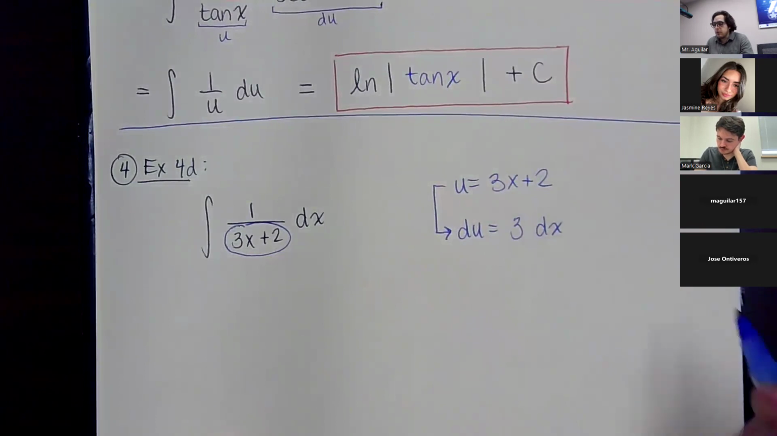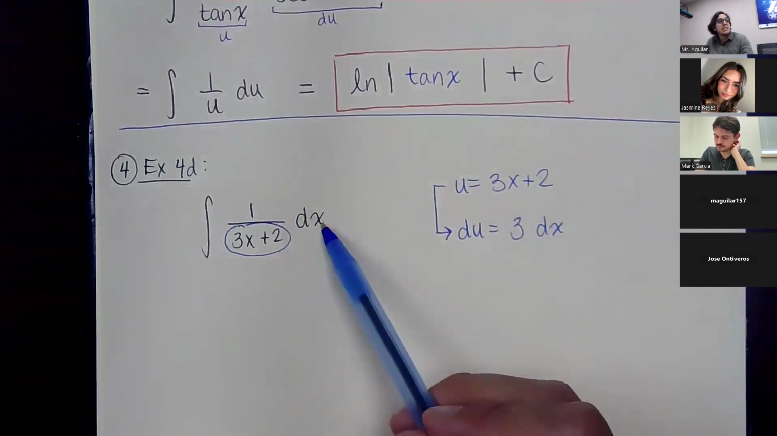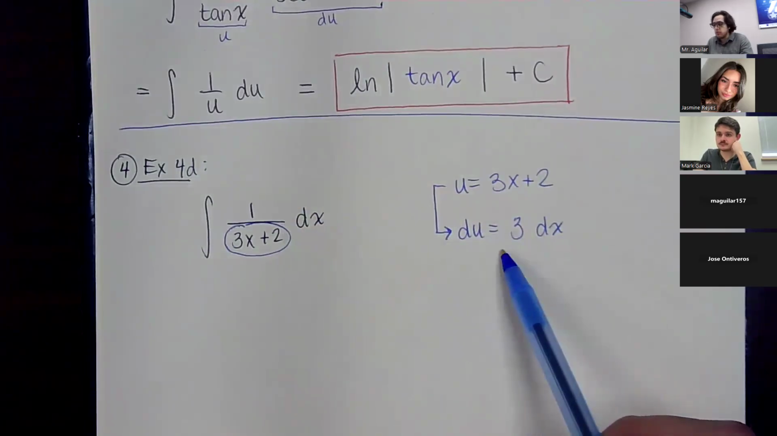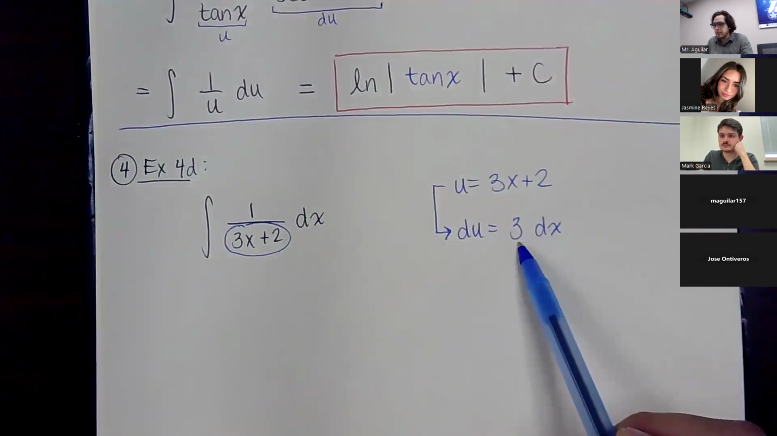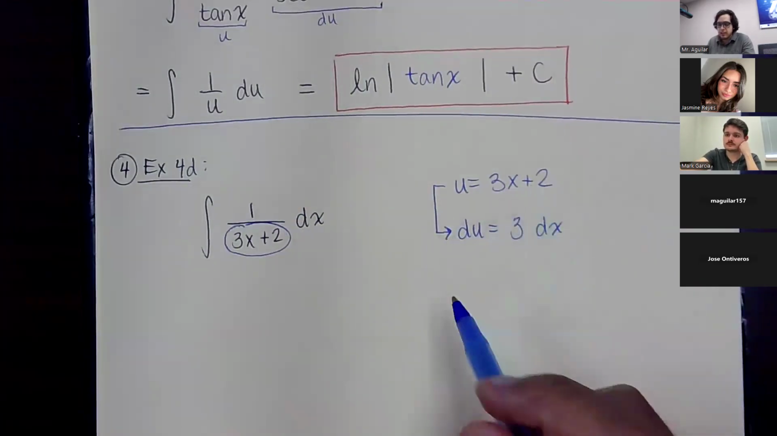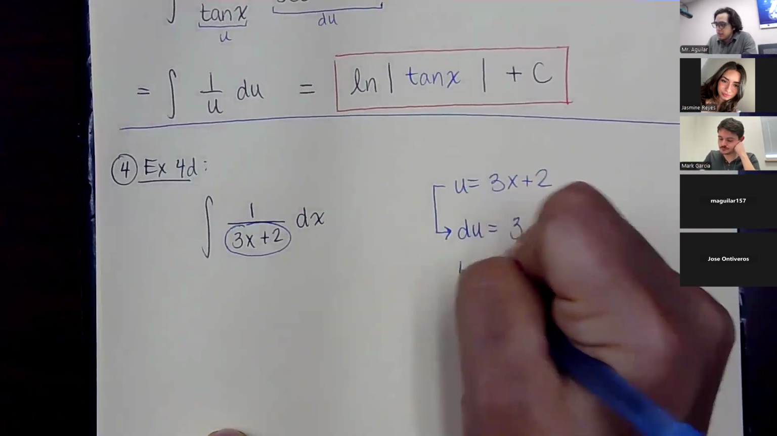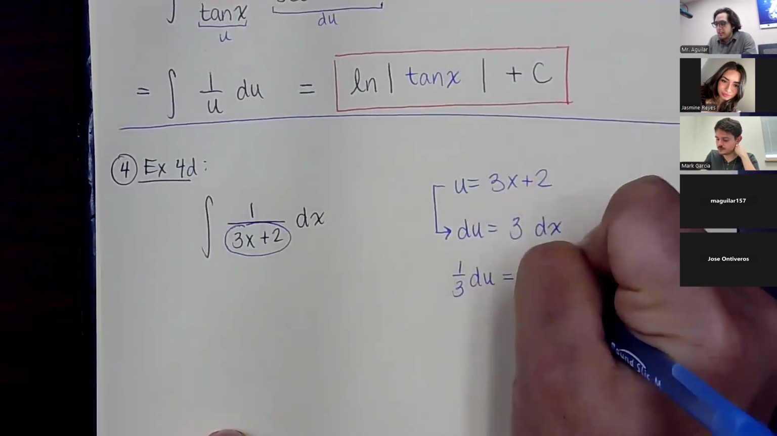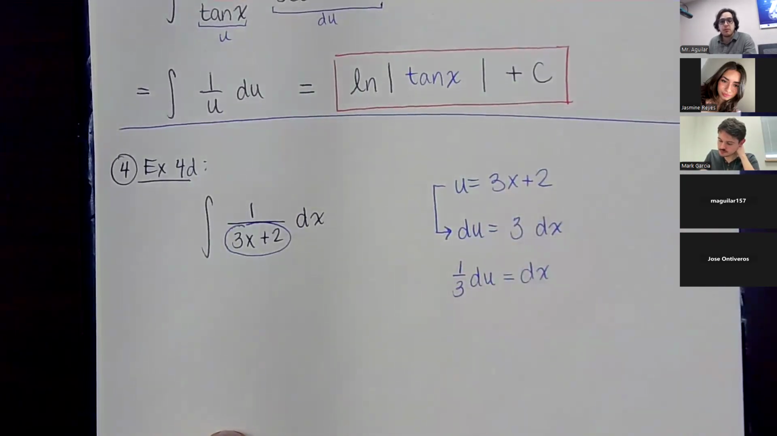Okay. Now, we don't have a 3 dx in this problem, right? We just have a dx. So what do I need to do with this 3? Divide it over to the other side. And again, I'm going to start getting lazy with this. I'm just going to multiply 1/3 on both sides, and that's how I'm going to get dx by itself. Okay.